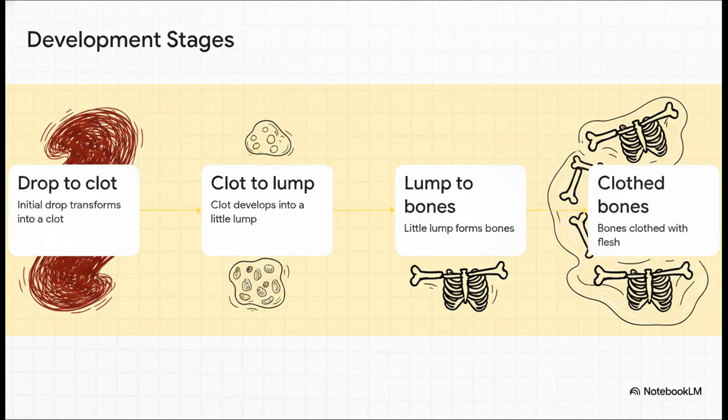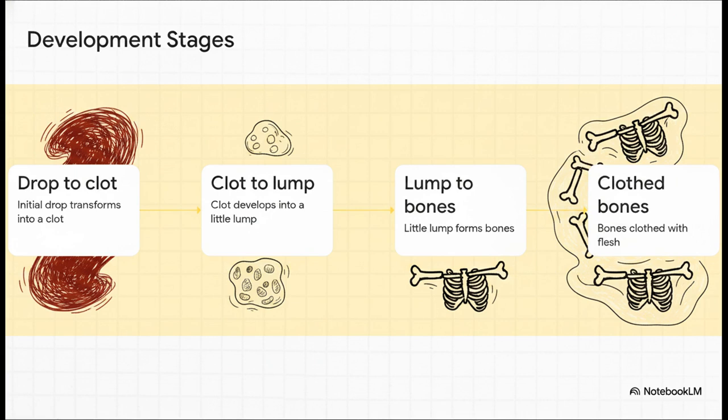Think of it like a teacher mapping it out clearly on a whiteboard for an attentive student. The textbook takes that quote and breaks biological development down into 4 distinct chronological phases. Step 1, the initial drop transforming into a clot. Step 2, that clot developing into a little lump of tissue. Step 3, that little lump forming a skeletal structure, or bones. And finally, Step 4, those bones being clothed with flesh or muscle tissue.